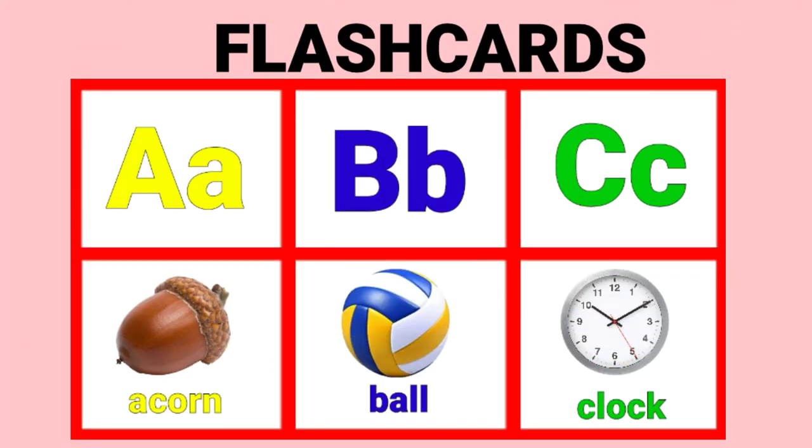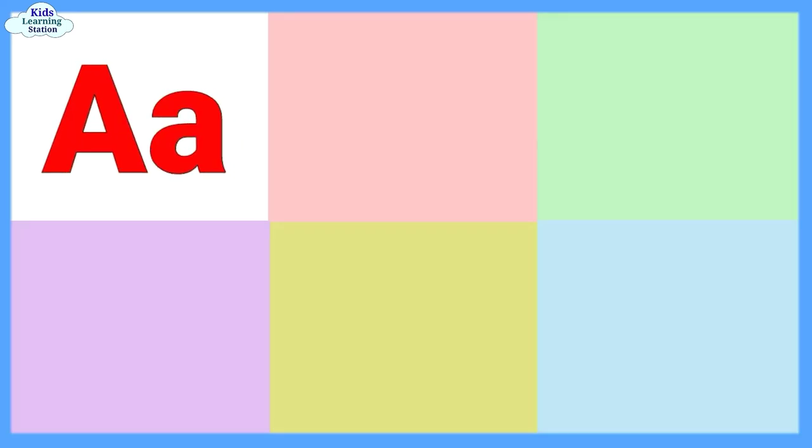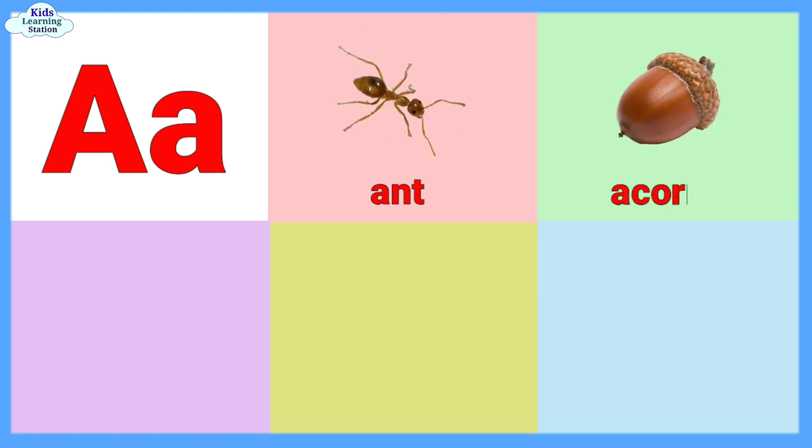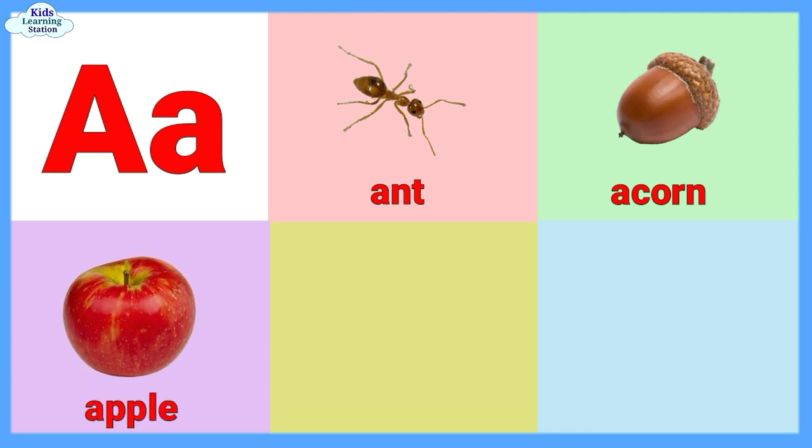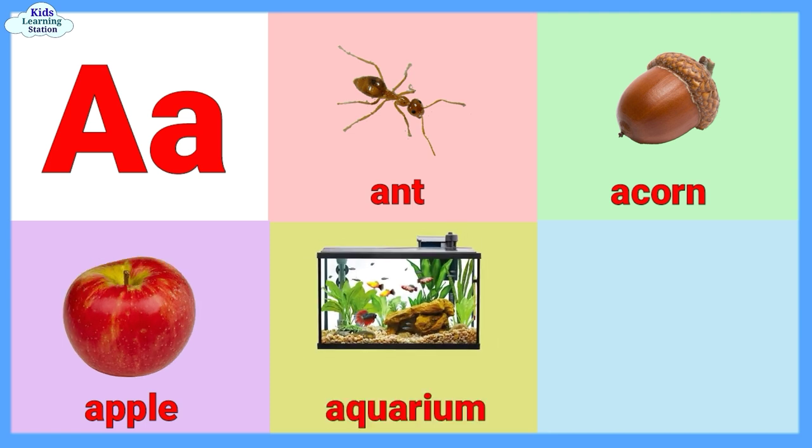A, B, C. Flashcards. A is for ant. Ant. Acorn. Apple. Aquarium. Axe.